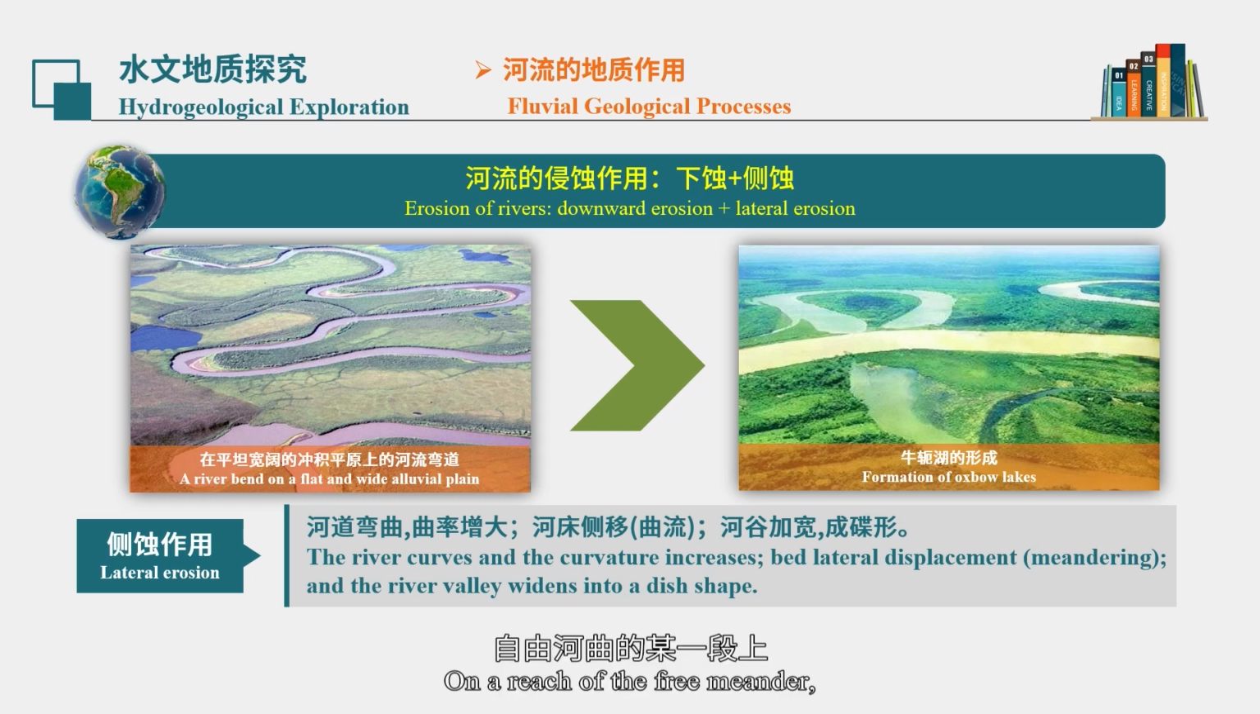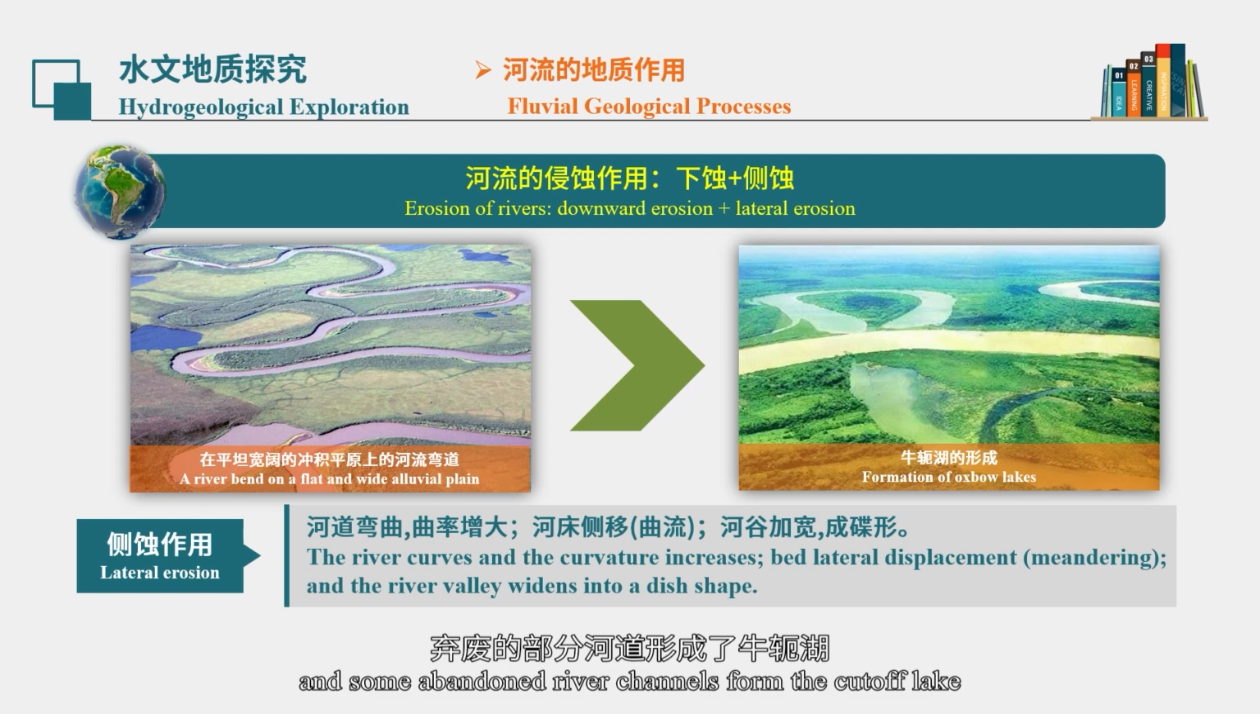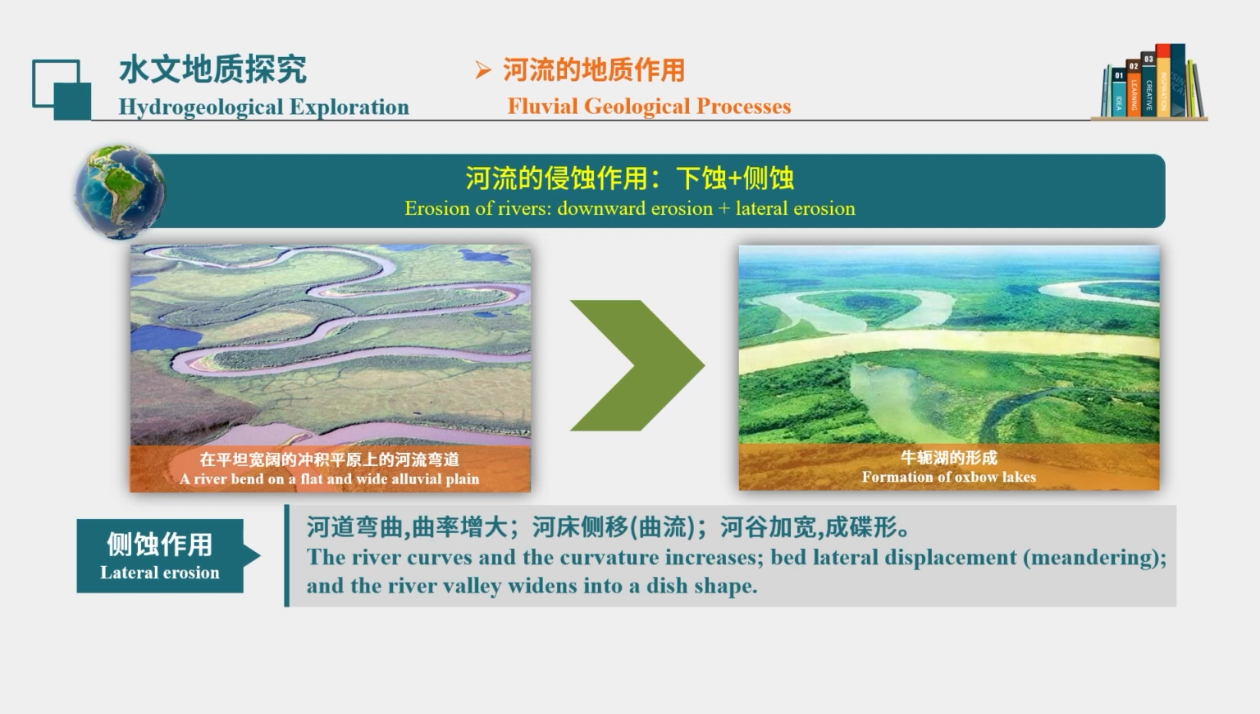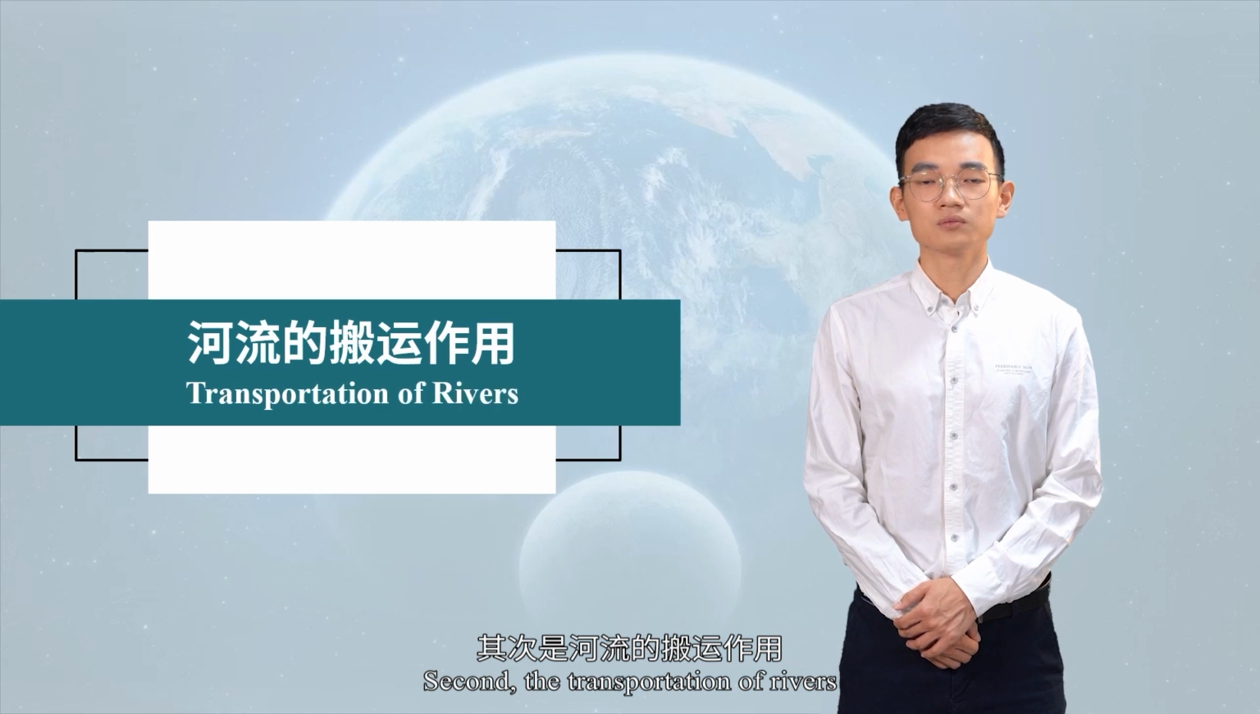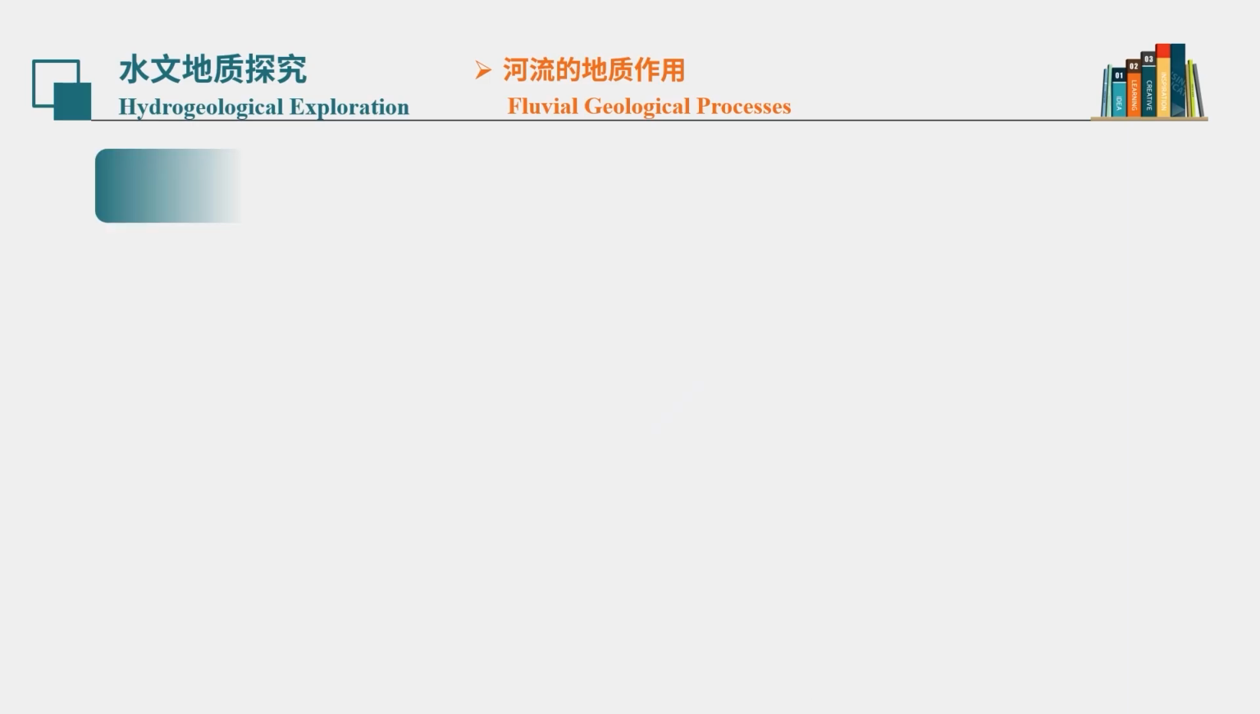On a reach of the free meander, two pairs of bends are connected, and some abandoned river channels form the cutoff lake. Second, the transportation of rivers has mechanical and chemical effects.